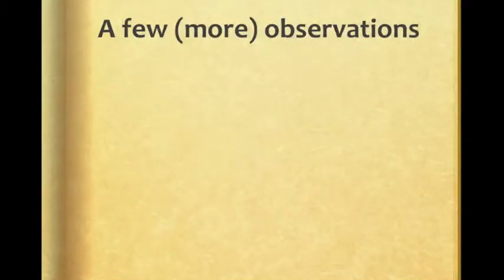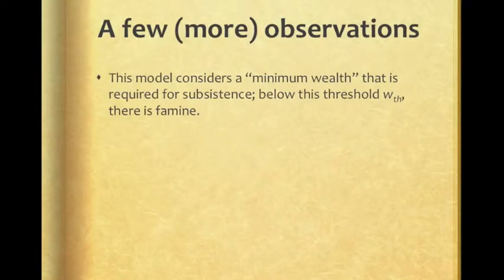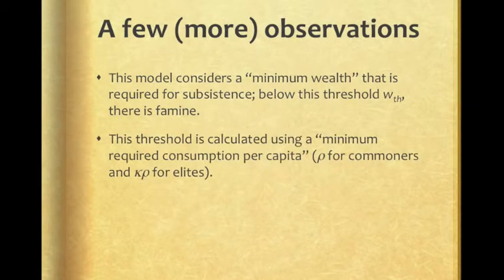So we can make a few more observations. This model considers a minimum wealth which is required for subsistence. Below this threshold, there's essentially famine. And this threshold is calculated using a minimum required consumption per capita, which is rho for the commoners and kappa rho for the elites. So that's the minimum required consumption.